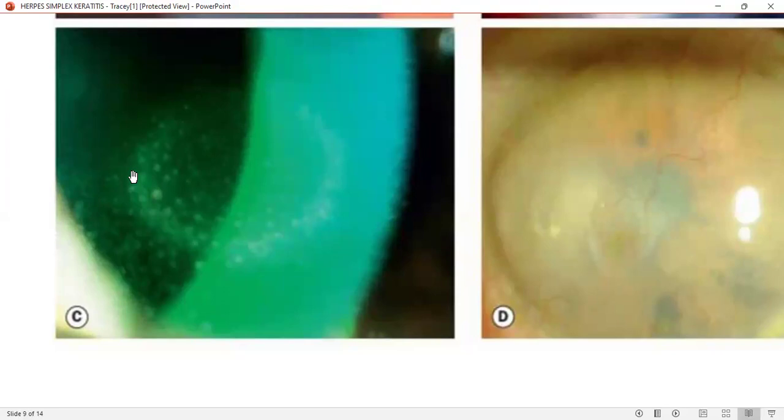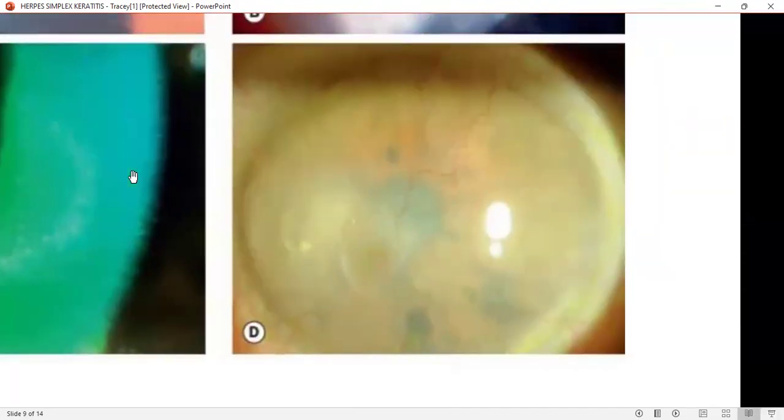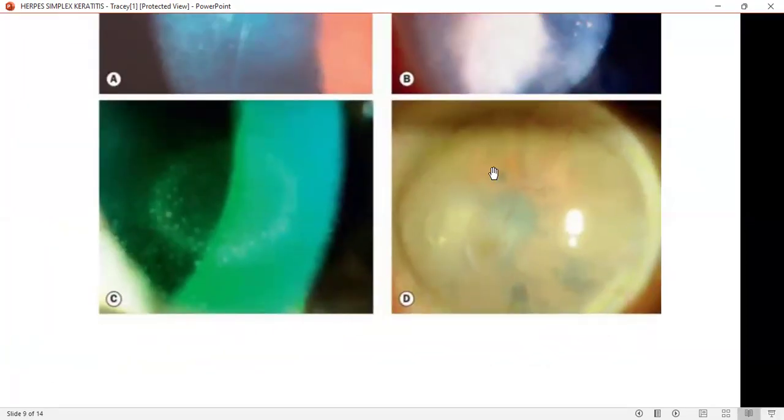And then we have scarring from the recurrent disease. I've told you that with HSV, it's mostly recurrent because when it gets into your system, it will be there forever. It only needs to be triggered for it to present in your eyes. So I think that's all about disciform keratitis.